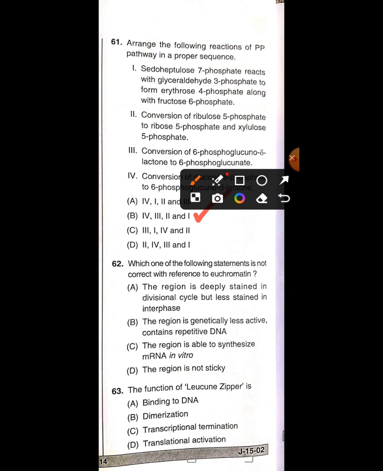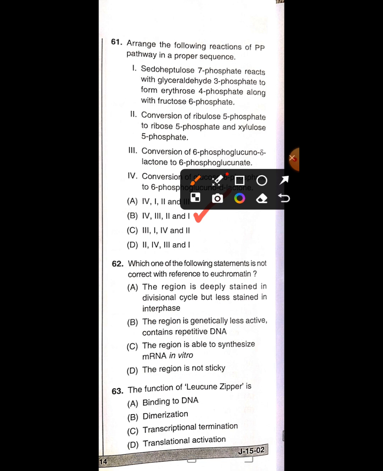Which one of the following statements is not correct with reference to euchromatin? Options are given. The region is deeply stained in the divisional cycle but less stained in the interphase. The region is genetically less active, contains repetitive DNA. The region is able to synthesize mRNA in vitro. The region is not sticky. Among them, you have to pick the correct statement about euchromatin.